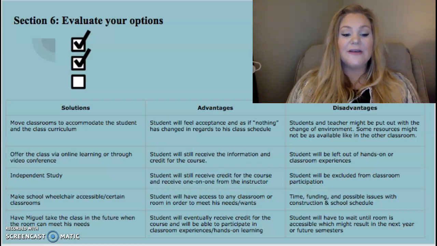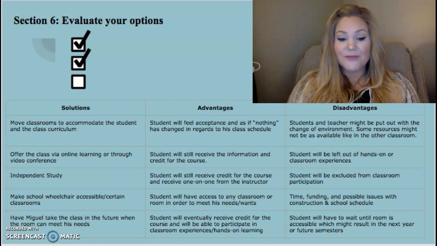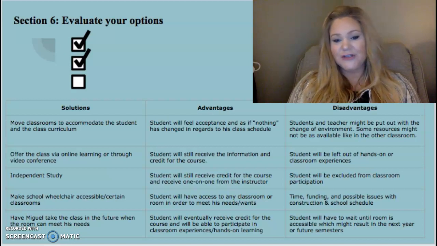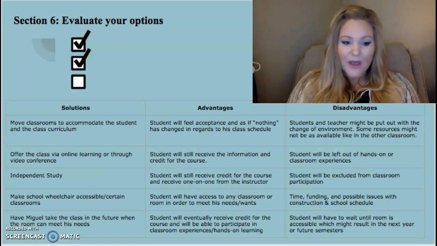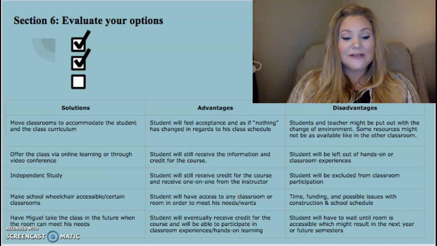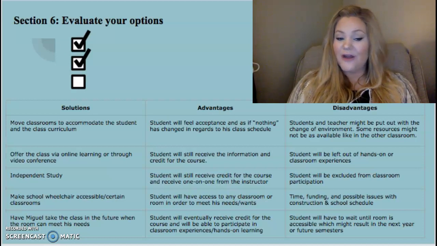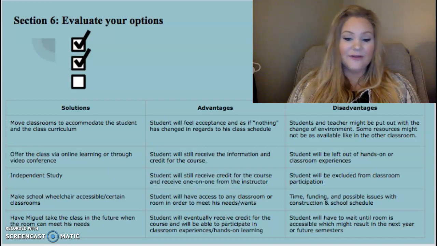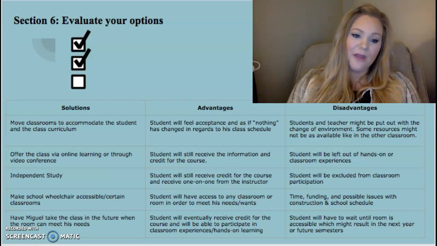Another solution would be to make the school wheelchair accessible or certain classrooms. The advantage, obviously, he would have access to any classrooms in order to meet his needs or wants, but the disadvantage is just time, funding, and possible issues with construction and the school schedule and kind of what that looks like. Another solution is to have Miguel take the class in the future when the room can meet his needs. An advantage, the student would eventually receive credit for the course and would be able to participate in the classroom experiences and hands-on learning. The disadvantage is, though, that he would have to wait until the room is accessible, which might result in the next year or a future semester.